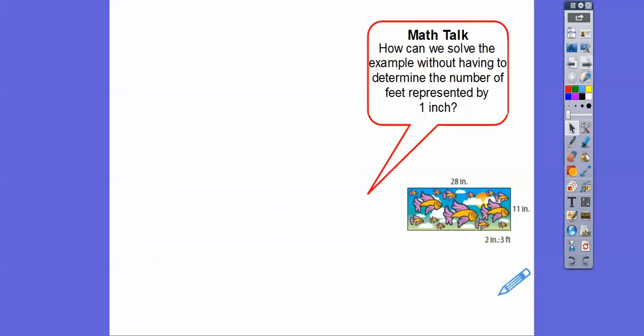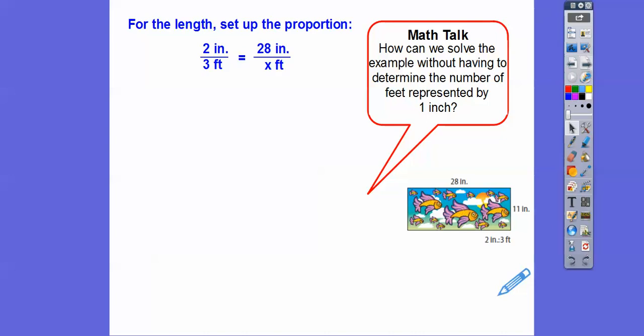Okay, all right, so how can we solve the example without having to determine the number of feet represented by 1 inch? Okay, I like this method much better, you guys, and your book doesn't describe this. If you have a proportion, this is a proportion. When you have a proportion, you guys, a proportion is a fraction equals a fraction. So we have 2 inches to 3 feet. So that equals 28 inches to x feet. Notice inches are on top and feet are on bottom.